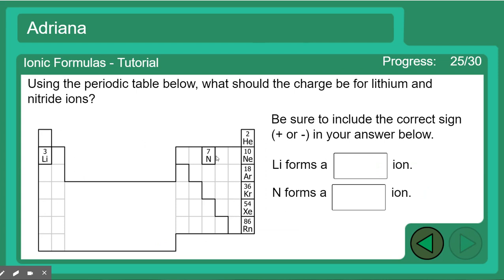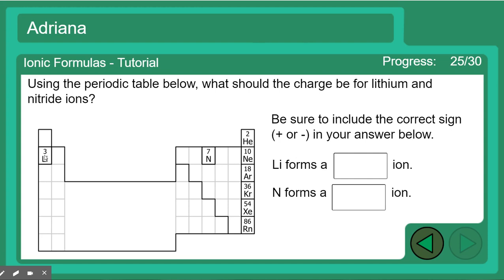What about lithium and nitrogen? And don't get scared. When we see, oh, we haven't done nitrogen before, don't worry about it. Let's just see what it actually looks like. Let's start with lithium. Is lithium going to gain 7 electrons to become like neon, going from 3 to 10? Or is it going to lose 1 electron to become like helium?